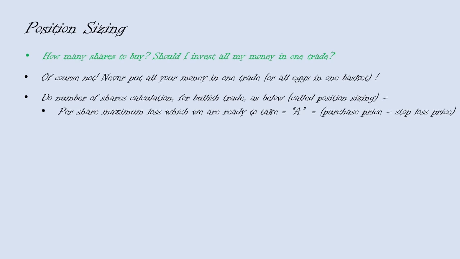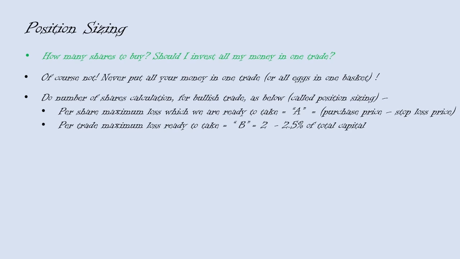Because let's say I purchase a share at 100 rupees and I expect it to go to 110 rupees, that's my target, okay? But I feel that if it starts going down instead of going up, when it goes down to 95, I'm going to exit the trade with a loss, okay? So my stop loss price is 95, and my purchase price is 100, right? So the maximum loss per share I'm willing to take is 5 rupees in this case, okay?